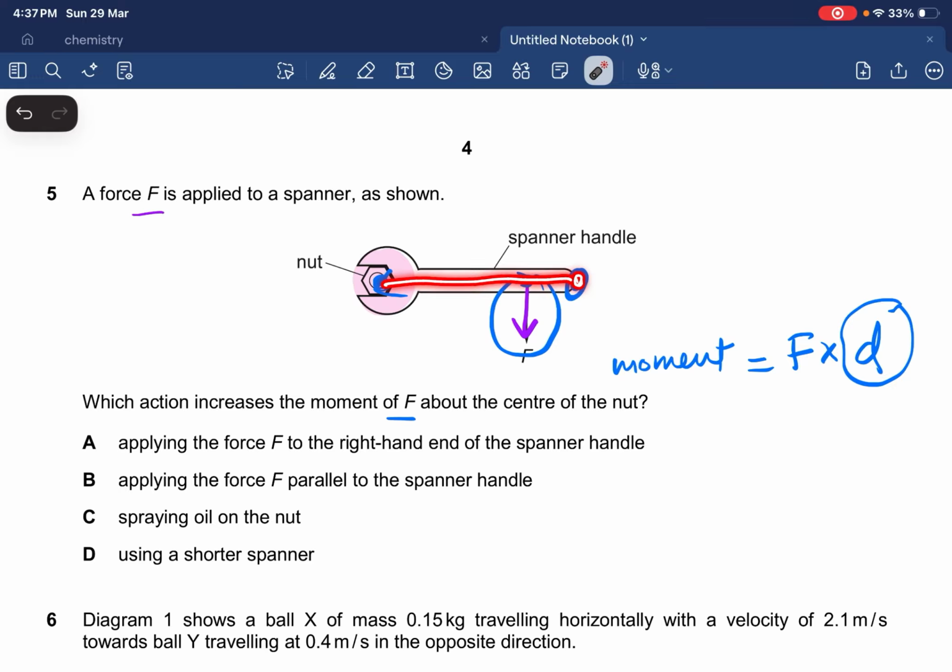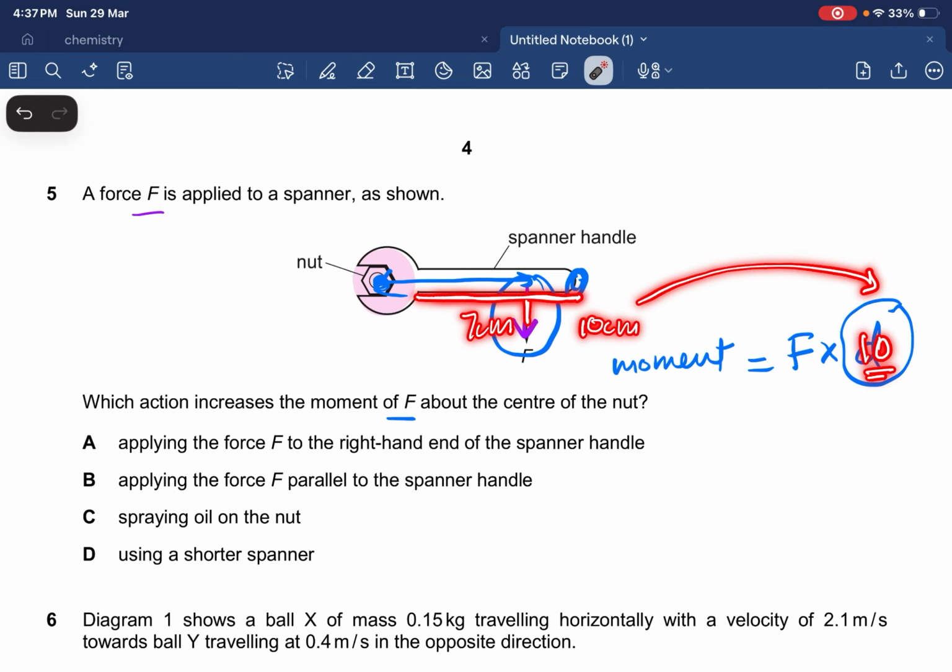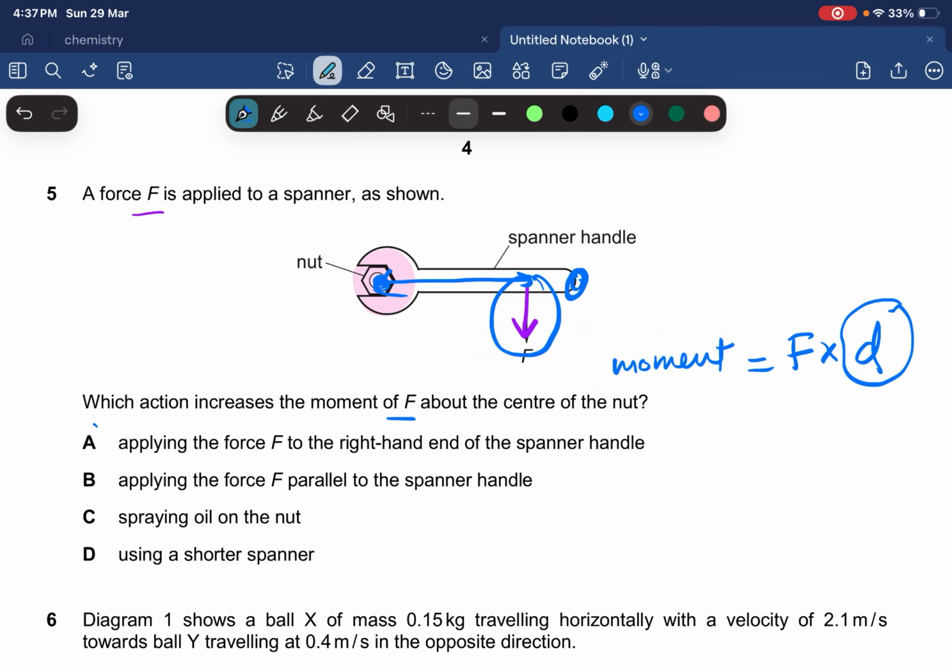Look at it for yourself. The distance is going to increase, because if I say that this entire length is, for instance, 10 centimeters, until here it's 7 centimeters. So over here, the distance is going to become 10 centimeters. Your moment is going to increase, because moment is force times distance and force is constant. So if you increase the distance by applying the force from a little left, the moment's going to increase. So option A is correct.